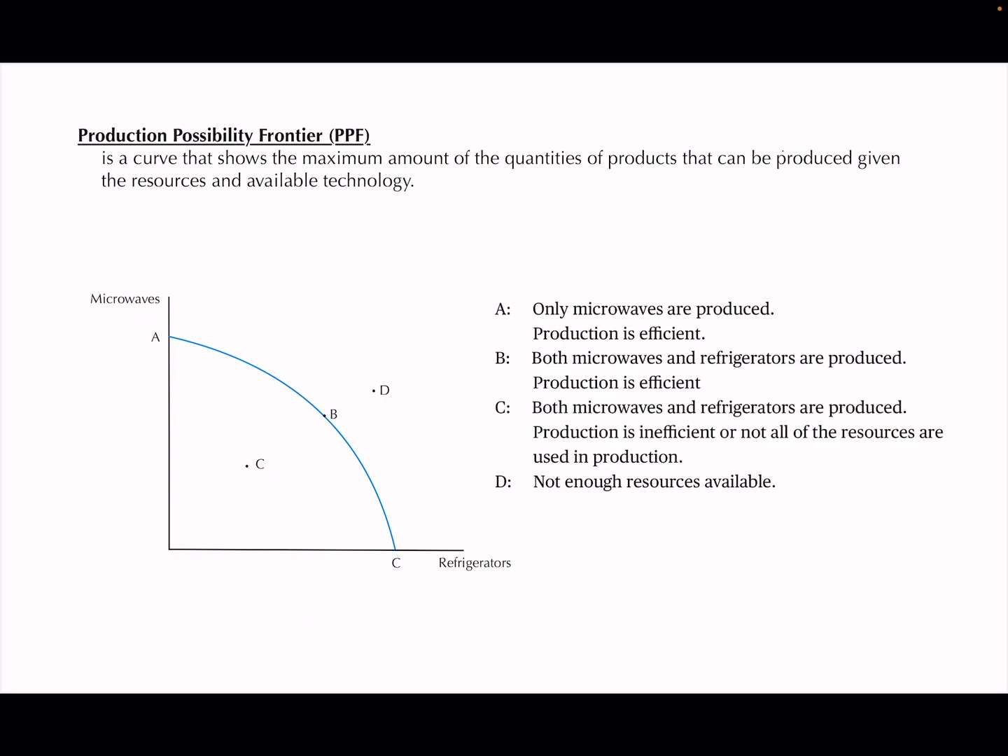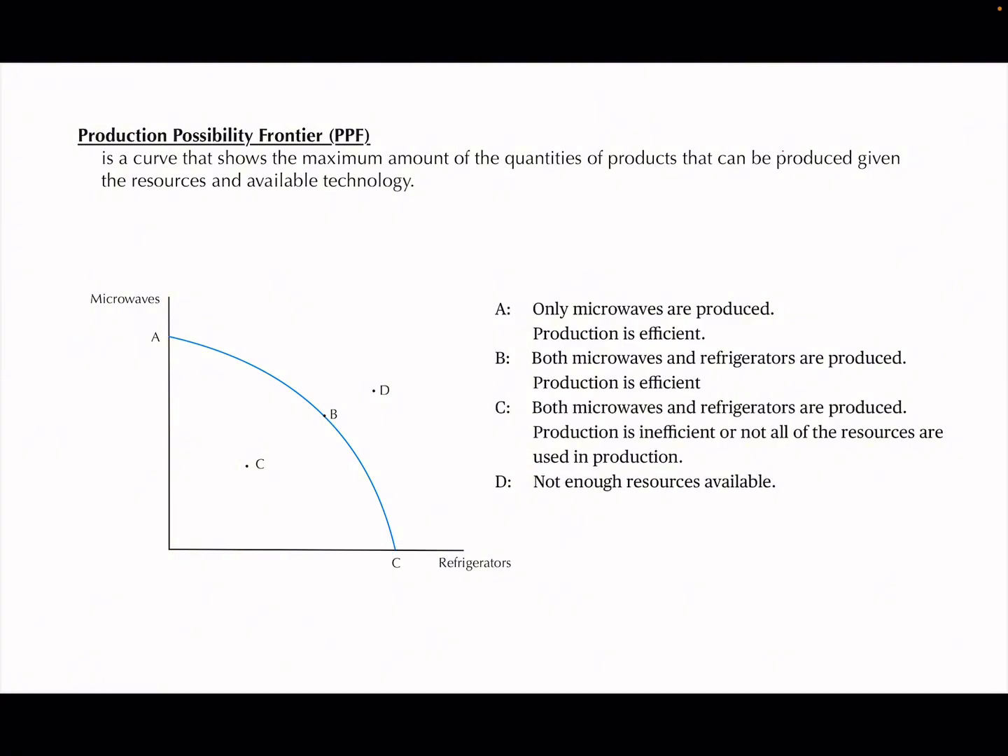If the point is inside the PPF curve, the production is inefficient, which means they are not using all of their available resources and technology. And if the point is outside of the PPF curve, then there are not enough resources or technology available to create that combination.